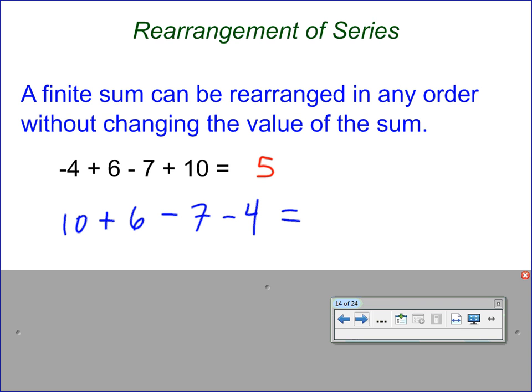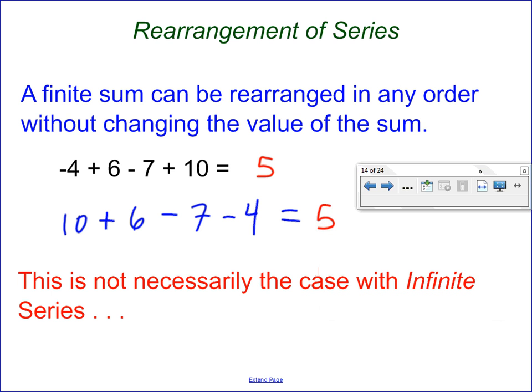Well, what if we instead had 10 plus 6 minus 7 minus 4? All right, I'm going to do my best to exhibit good wait time. What do you get for that? Tyler? 5, also get 5, yes? And so if we have a finite sum, we could rearrange the terms in whatever order we want without affecting the value of the sum. It's always going to be 5, right? So long as my negative belongs to the 7 and the negative belongs to the 4, right? Which it does. Yes? Okay.